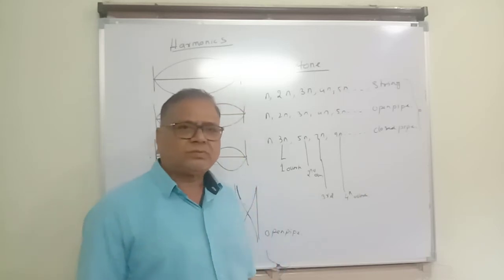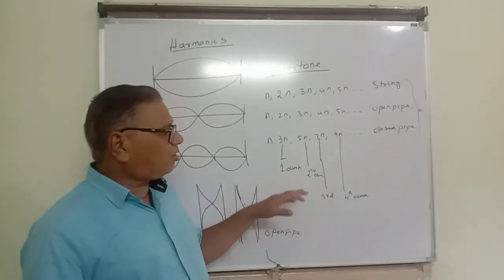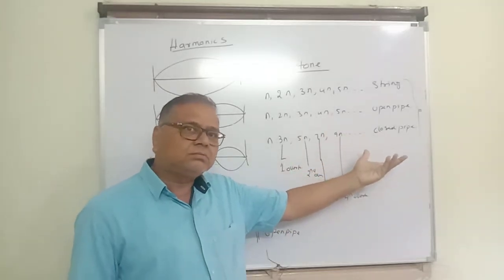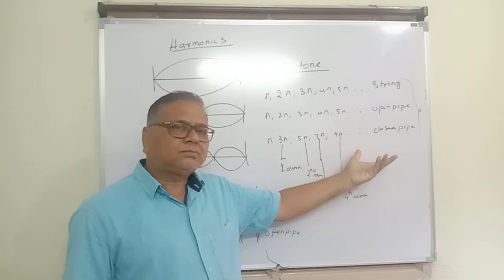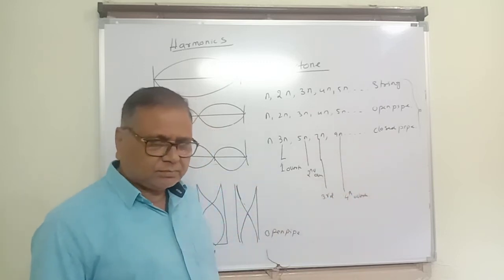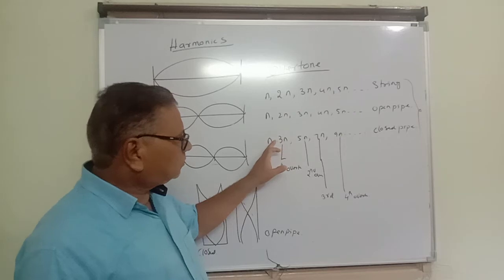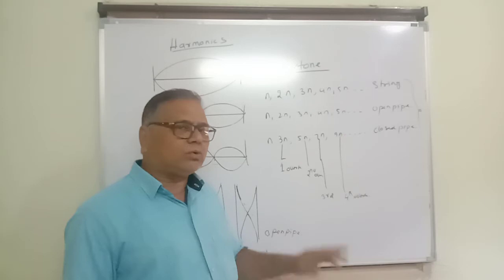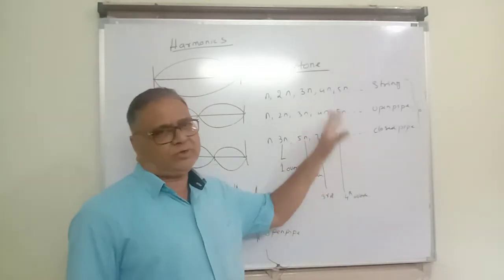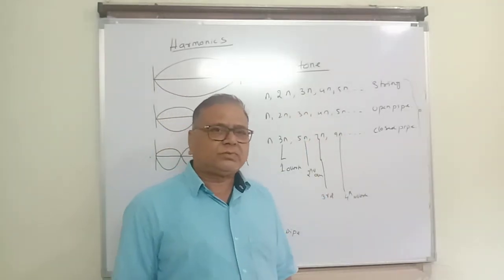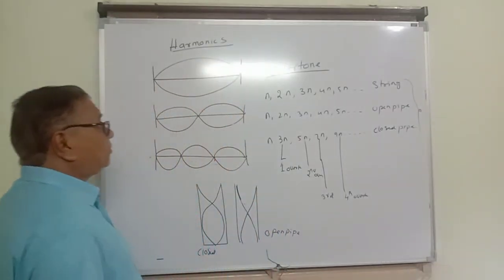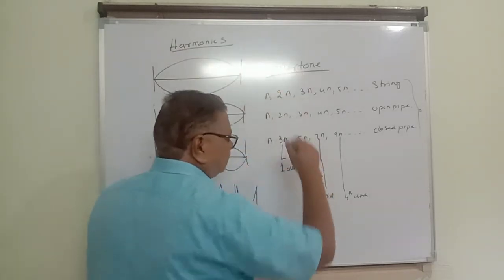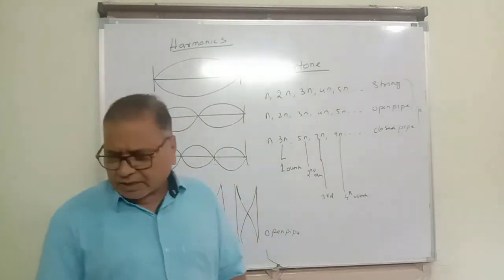So all harmonics are not present as overtones, but all overtones are present as harmonics. Understand? All harmonics are not present as overtones, but all overtones may be present as harmonics. So in this way, we conclude the short article on harmonics and overtones. Let us discuss the next article.